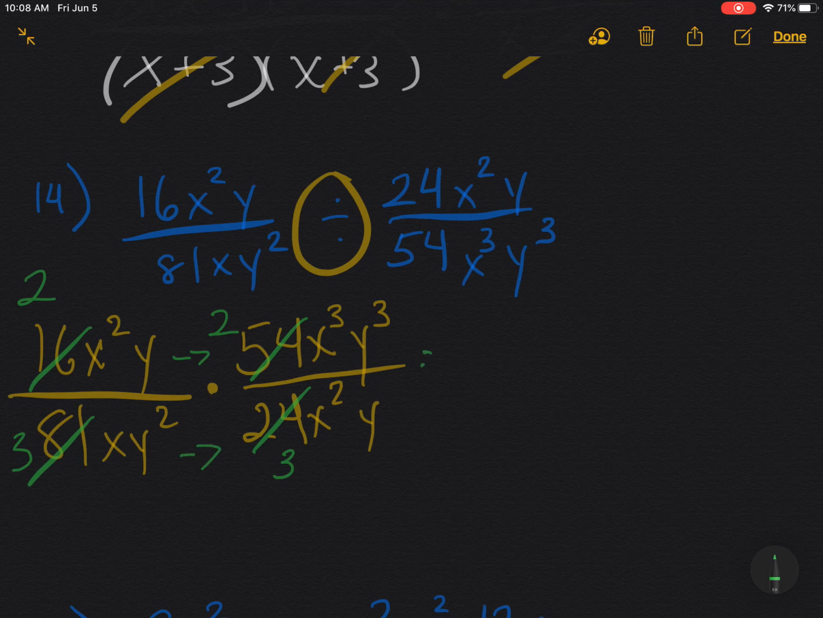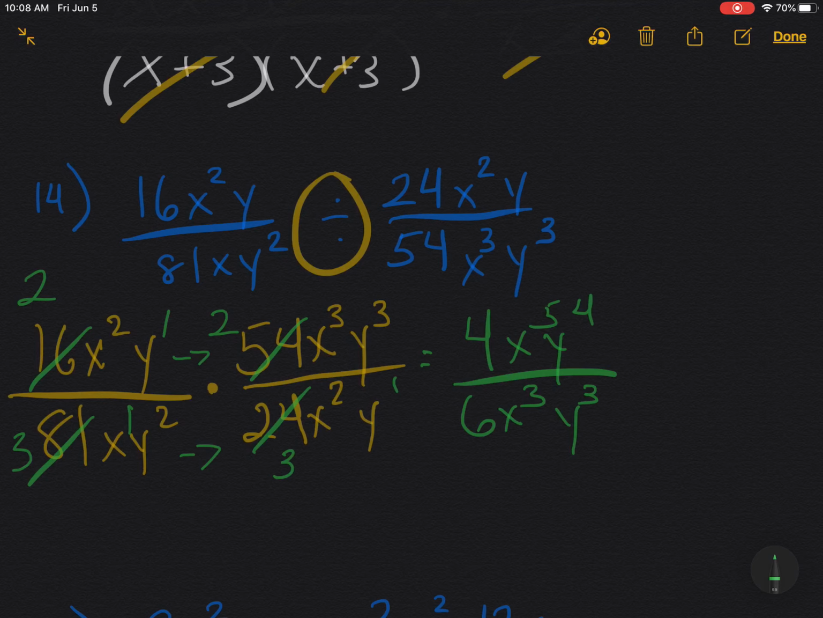So 2 times 2, that would be 4. The x's, I add them, that would be 5. The y's, I add them. Keep in mind this is a 1, so that's 4. Denominator, the 3 and the 3, we multiply, that's 9. The x's, that would be 3. And the y's, that would also be 3.